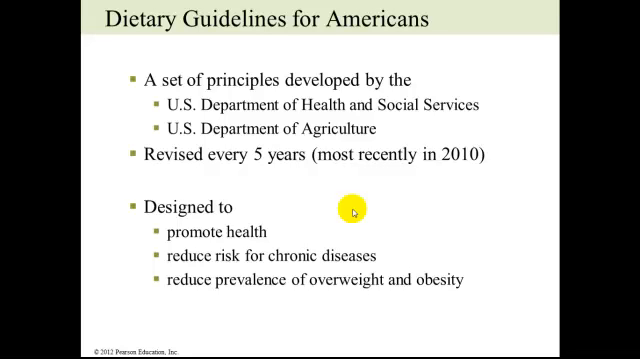This is a set of principles that's developed by the U.S. Department of Health and Human Services, as well as the U.S. Department of Agriculture. It's designed to promote health, reduce the risk of chronic diseases, and reduce the prevalence of overweight and obesity. If you remember back from Chapter 1, we looked at the rates from 1994 to 2008, and we saw that there was a marked increase in obesity rates in the United States.